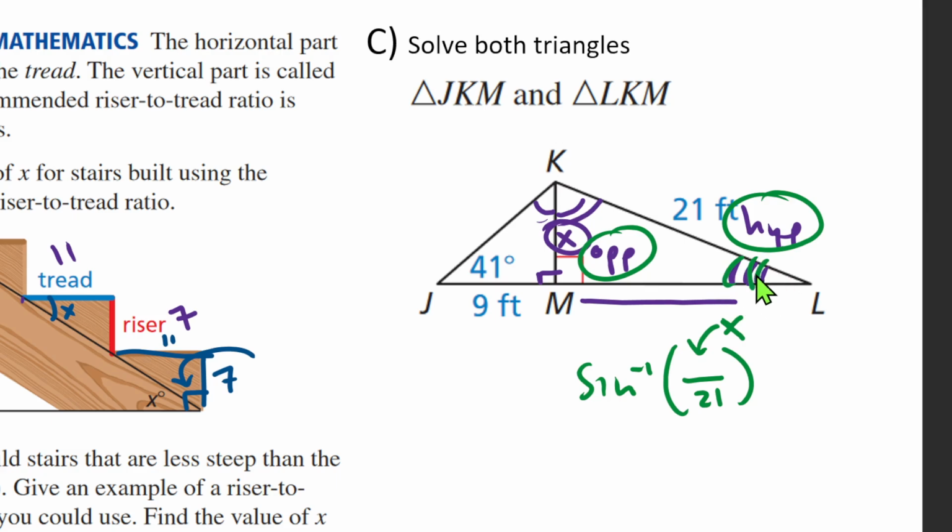And then once you find this angle, you can subtract from 180 to find this angle. And then once you have all that information, you can use a lot of different ways to find this bottom side ML. You could use Pythagorean theorem because you know x and 21, or you could use normal trigonometry, sine, cosine, tangent, because you know all the angles and you know two sides. You have a lot to choose from.